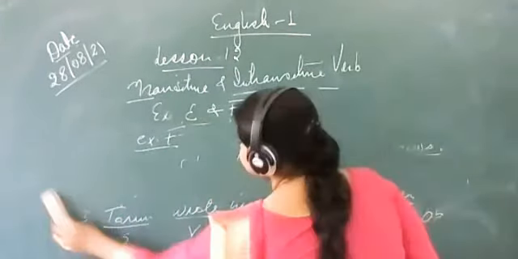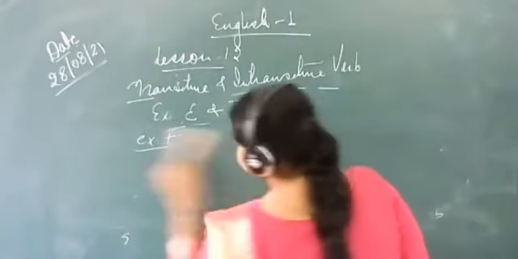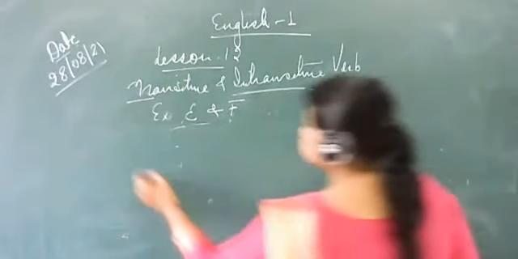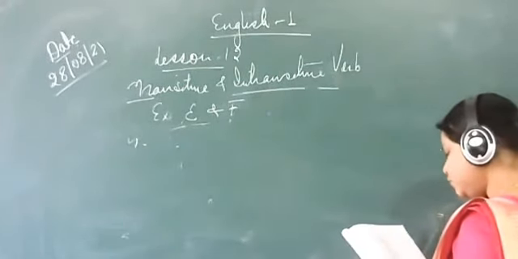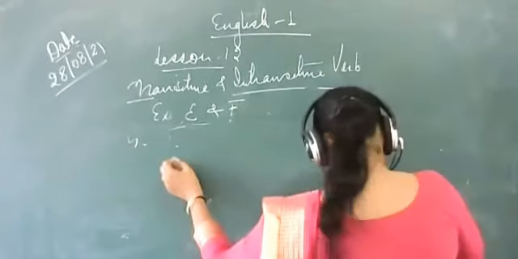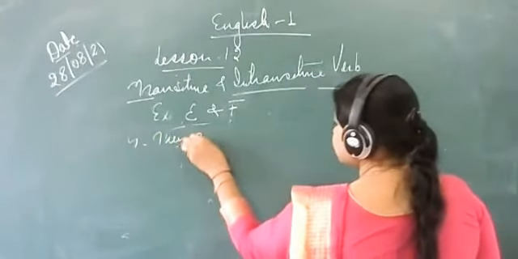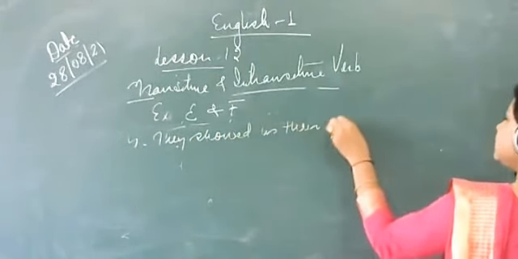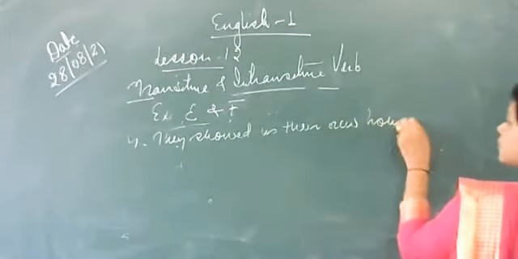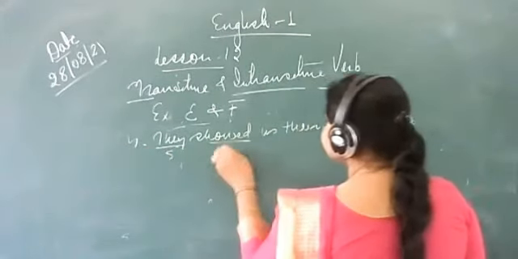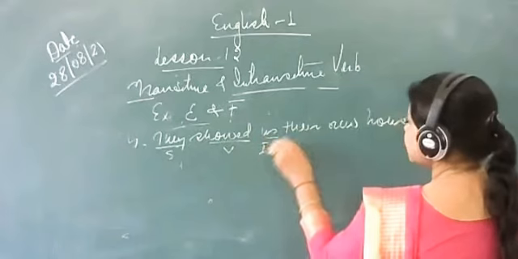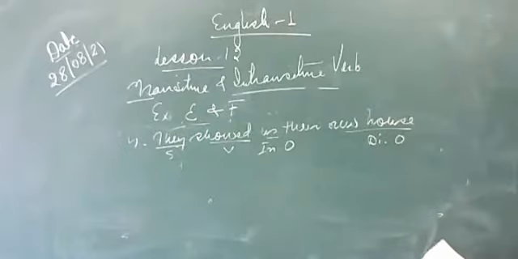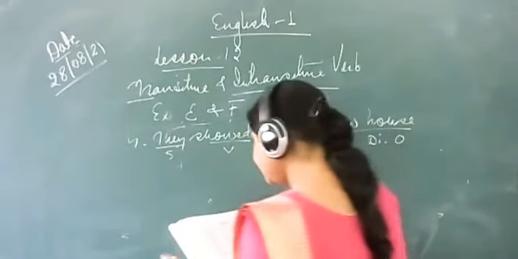Now fourth one. They showed us their new house. They showed us their new house. So they is subject, showed is verb, us is indirect object, and new house is direct object. Clear? Number 5, he offered his servant a raise in his wages.